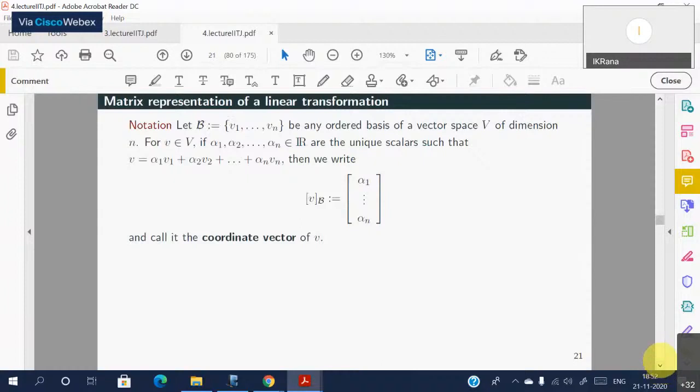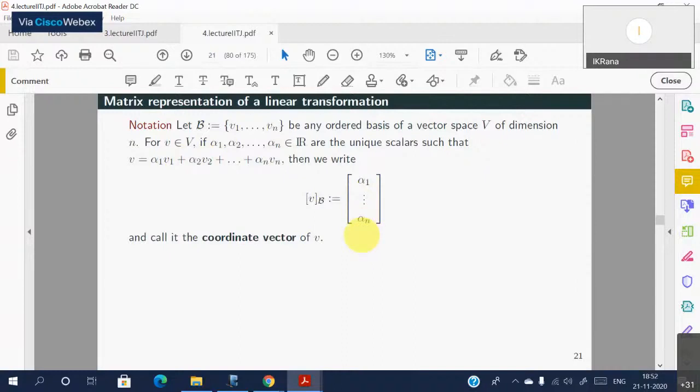So here is relating linear transformation with matrices. Let us say B is a basis of a vector space V, then every vector has a linear combination, and a unique one. So we will start using this notation with a square bracket around v and index lower B. That means the scalars alpha 1, alpha 2, up to alpha n, we will write as a column, alpha 1, alpha 2, alpha n, and this will be called the coordinate vector of v.